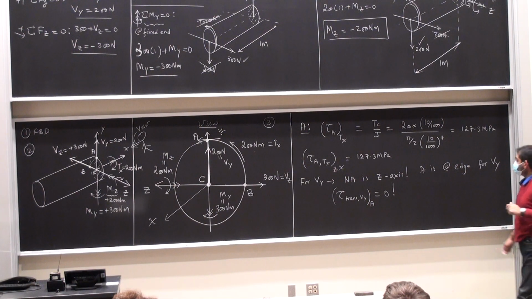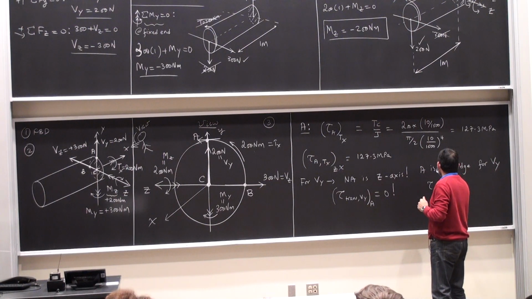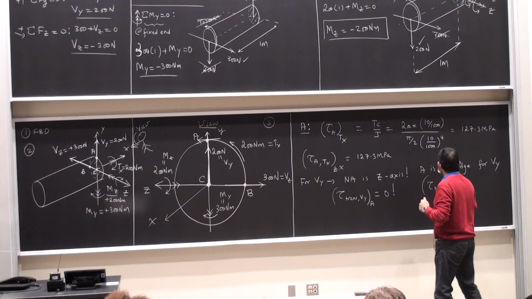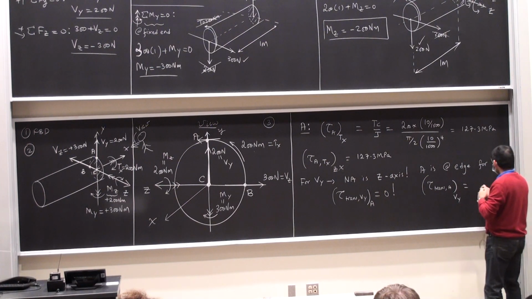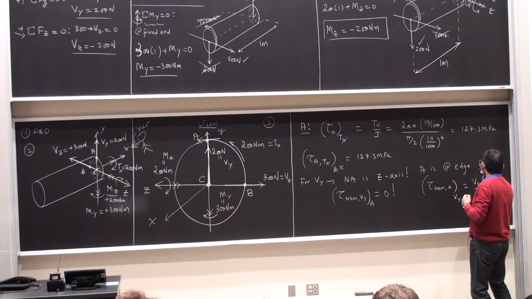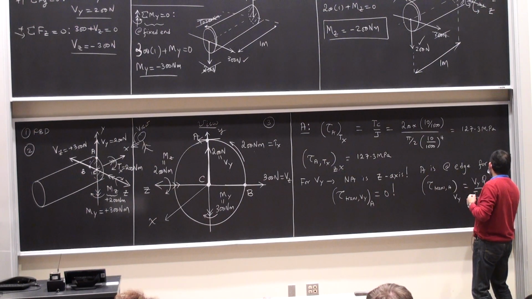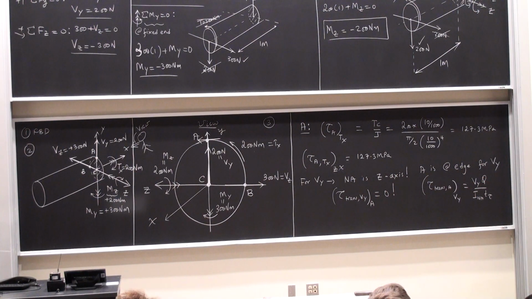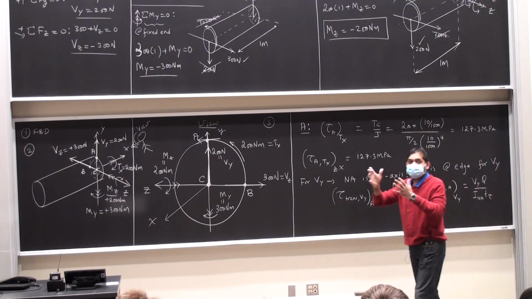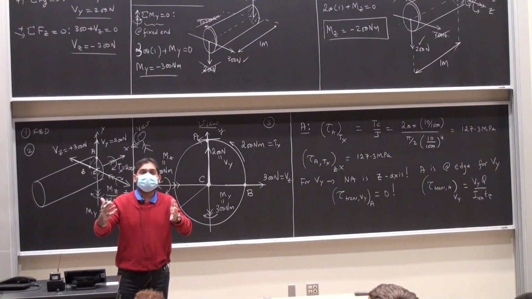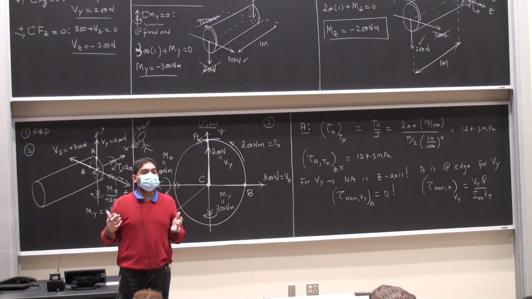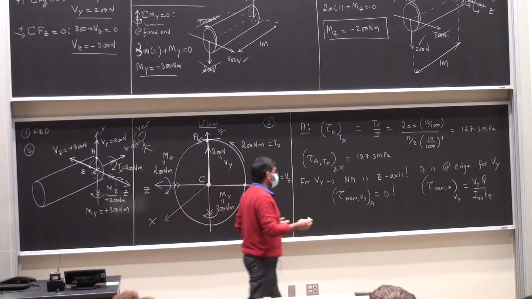Or if you want, you can also think of it this way. So tau transverse at the point A due to the force Vy is VQ by It, right? So this is going to be Vy Q by I neutral axis times t. To calculate Q, what do I have to do? I either have to look at all the area below the point A or all the area above the point A. What's the area above the point A? There is nothing. So which means Q is 0 for me in this particular calculation, which is why the shear stress is 0.